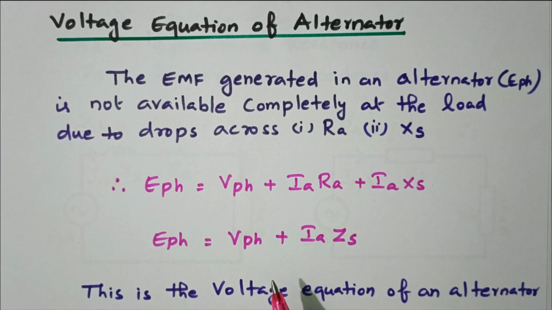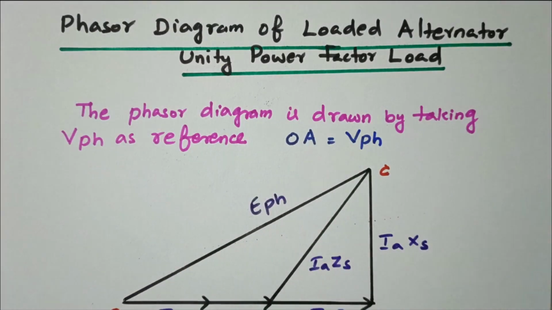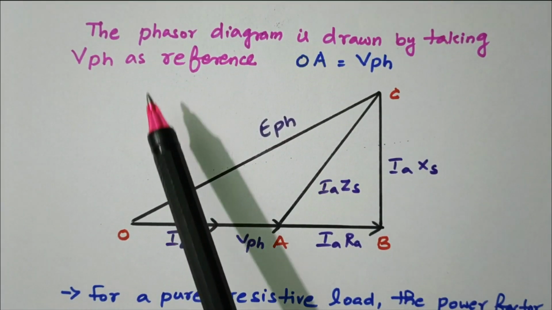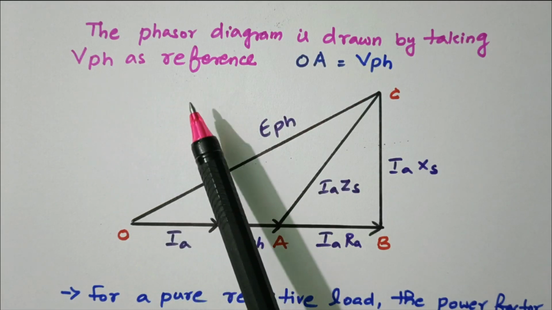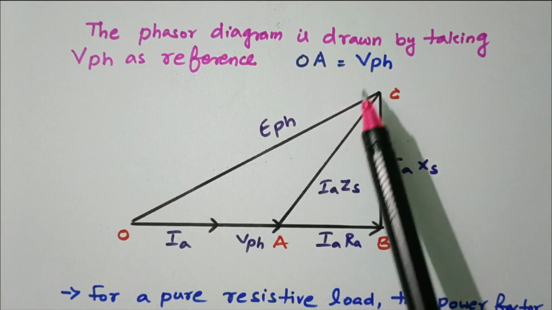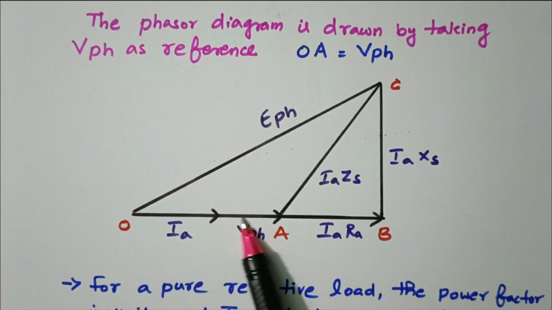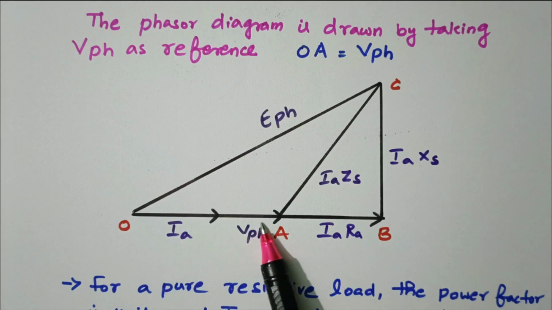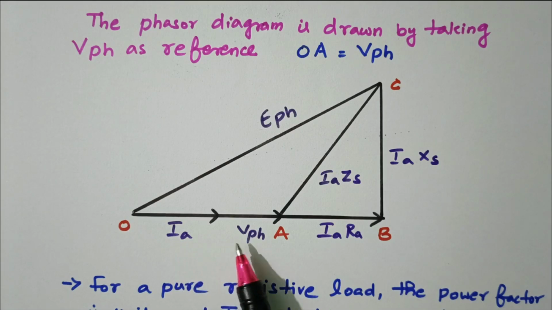Now we'll go to the phasor diagram. So we'll see the phasor diagram for the unity power factor load. Now we refer to this diagram. So the phasor diagram is drawn by taking the V phase as a reference, that is OA equal to V phase. So this OA is the V phase. Because of unity power factor, IA is also in phase with the V phase. There is no phase difference between IA and V phase.